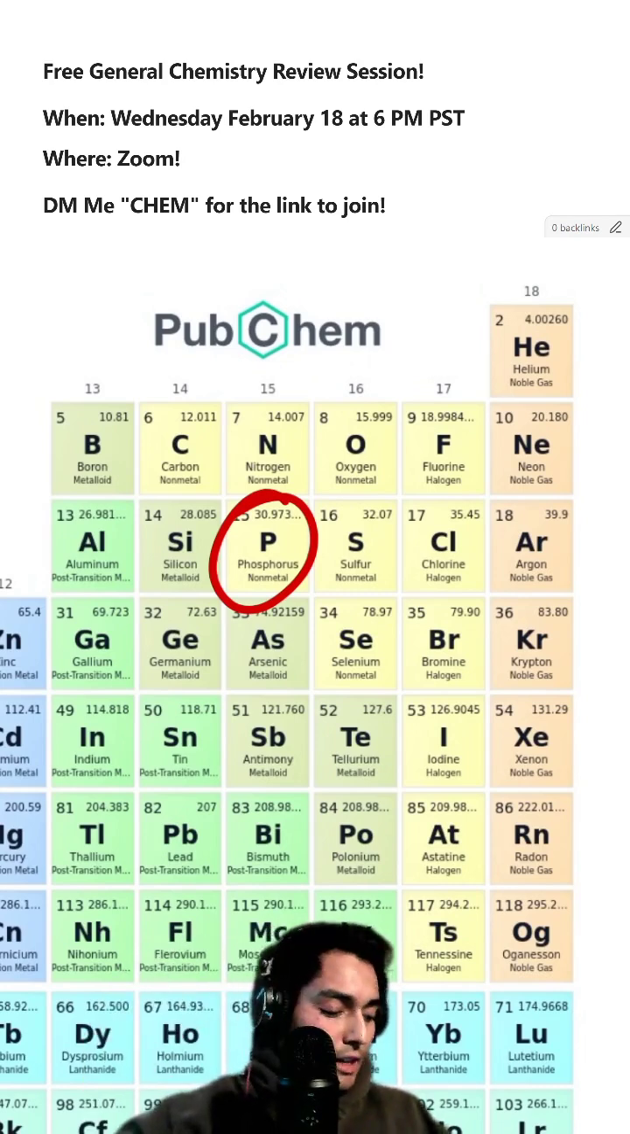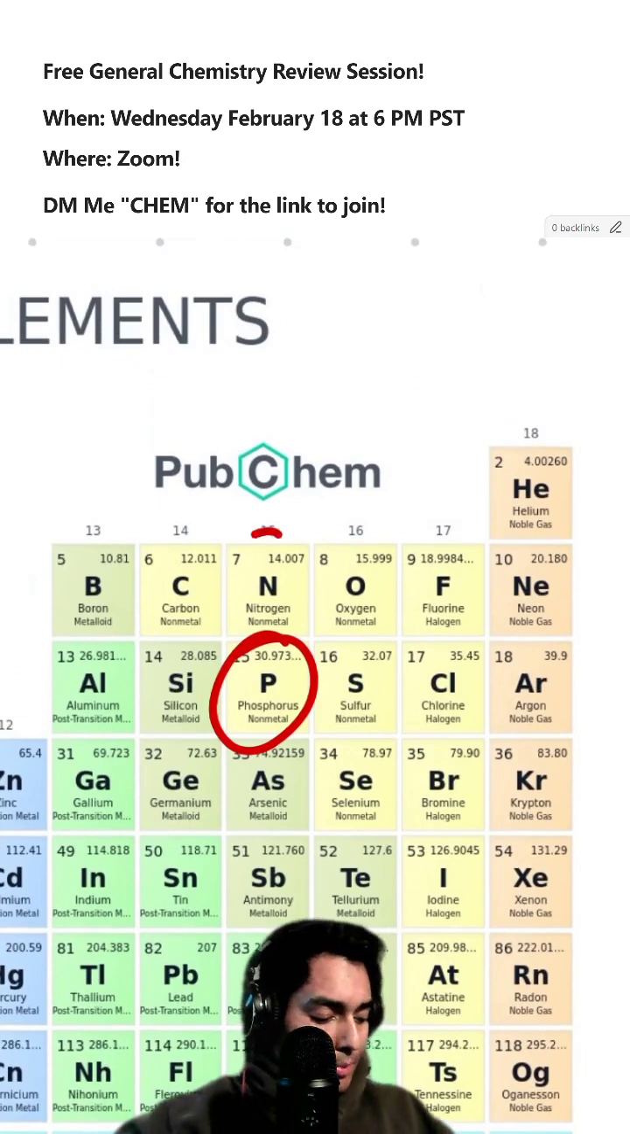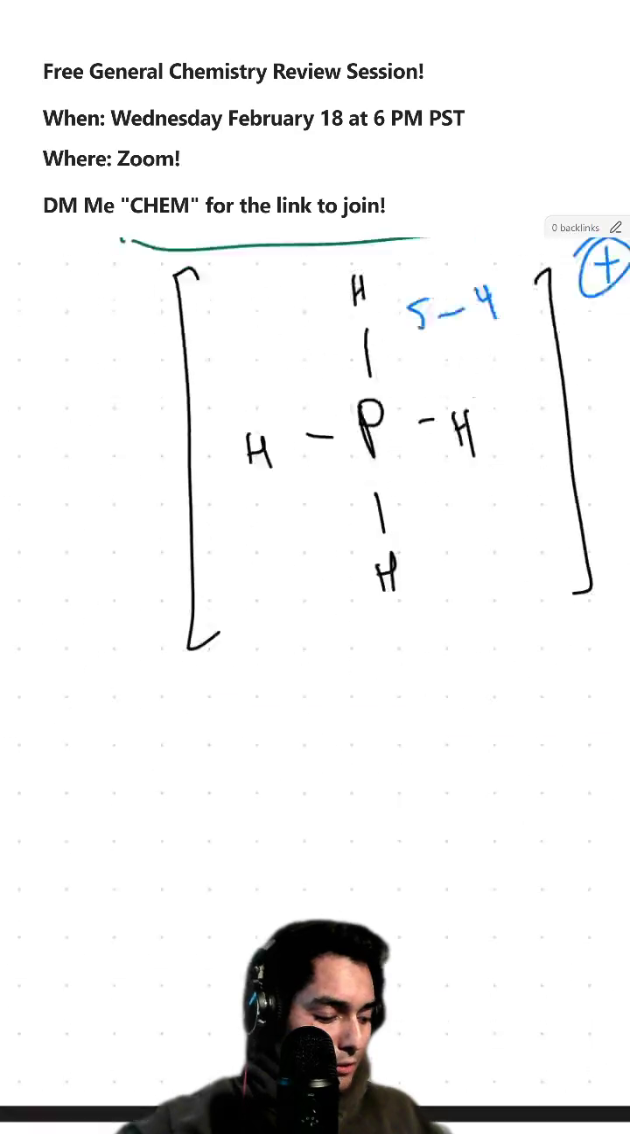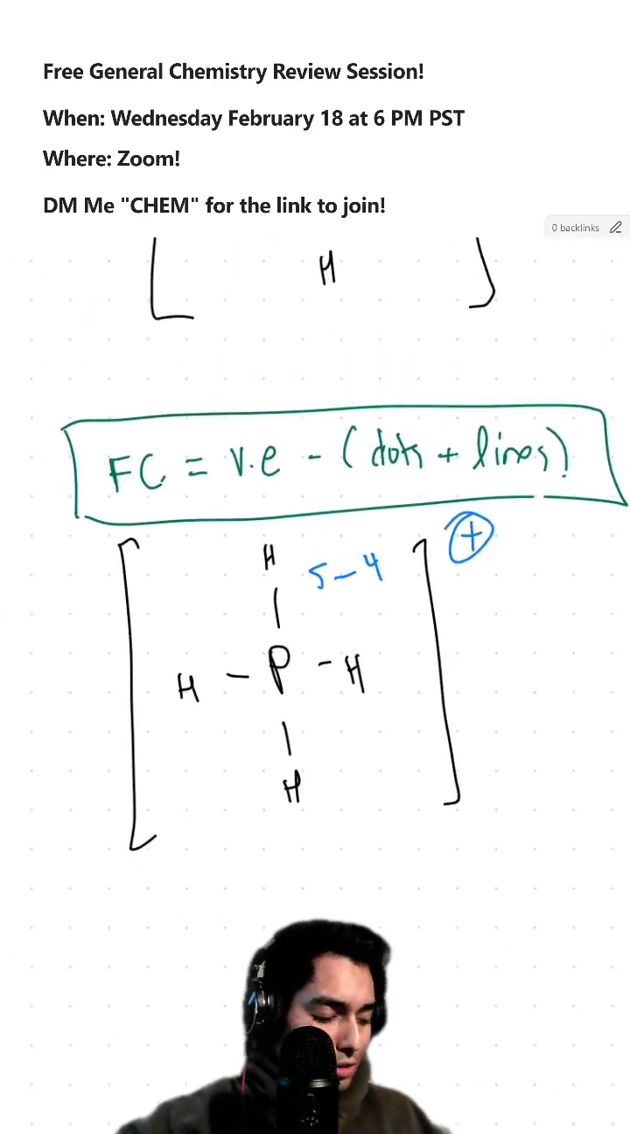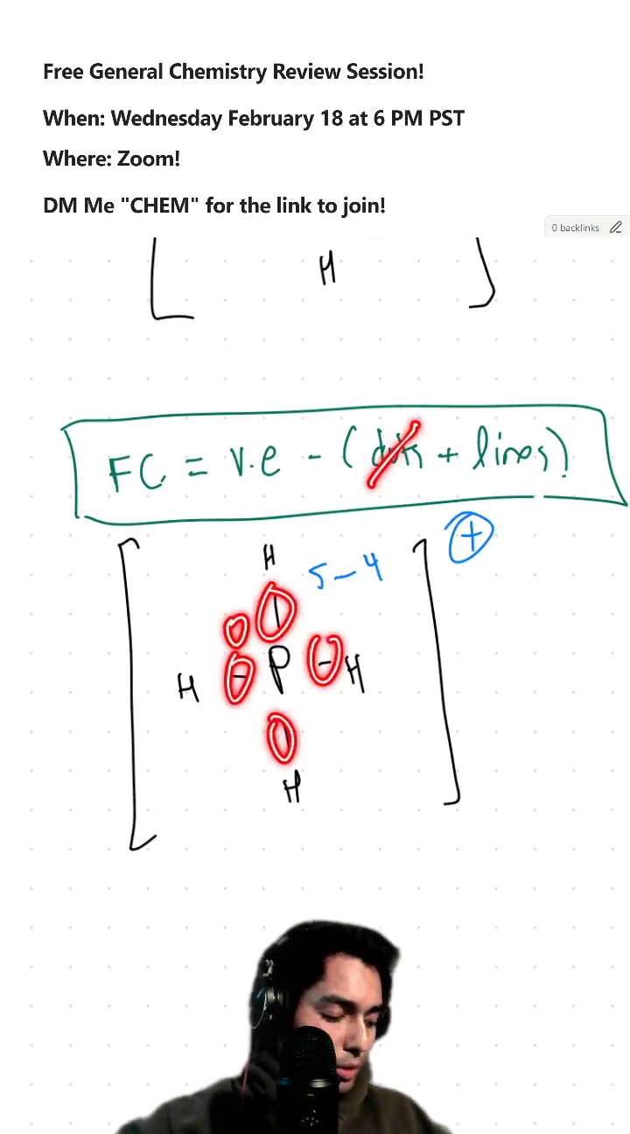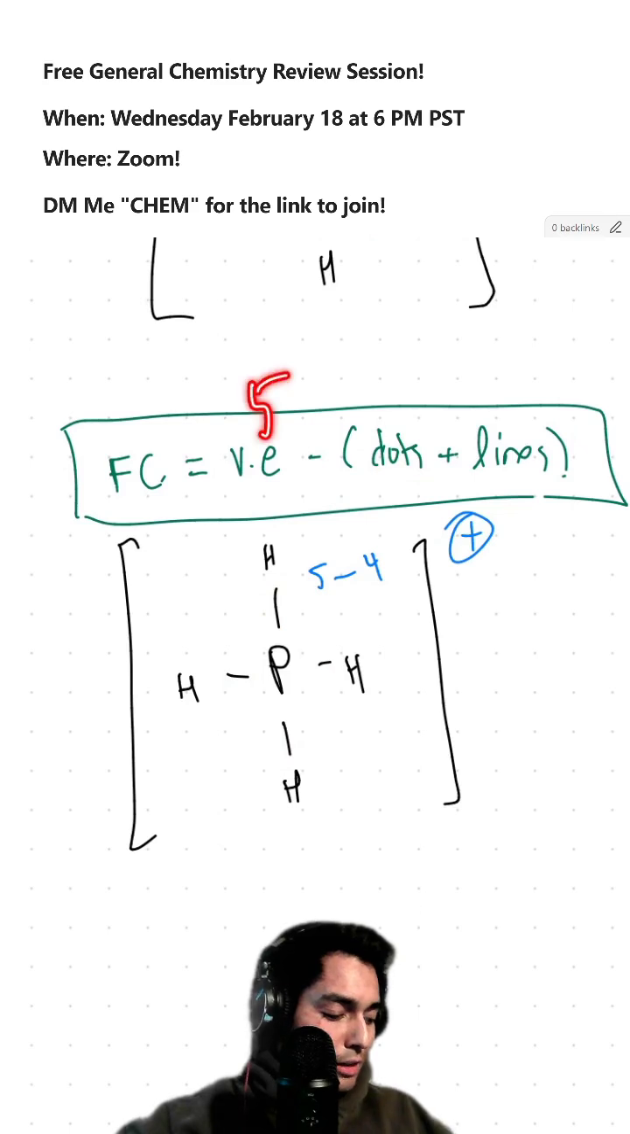Phosphorus has the same number as nitrogen. How many does nitrogen have? 5. So I'm going to put a 5 right here, and then minus dots plus lines. What do I mean by dots? Single electrons. I see 0 dots, and I see 1, 2, 3, 4 lines. So that's why I said 5 minus 4 equals plus 1. So that's why I put a plus 1 charge on that one. Great question.